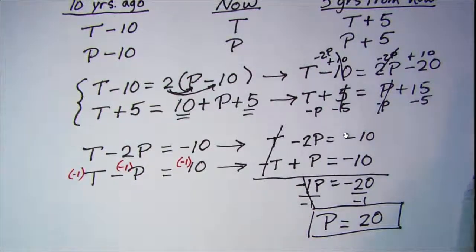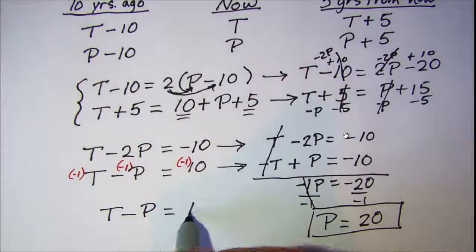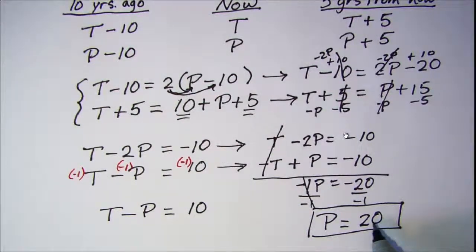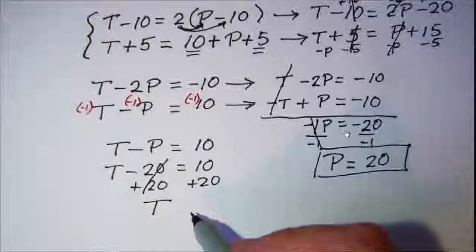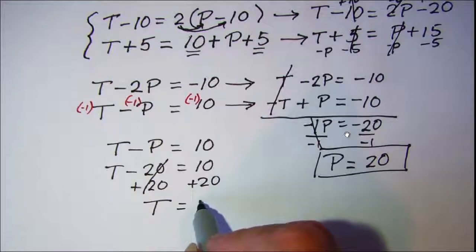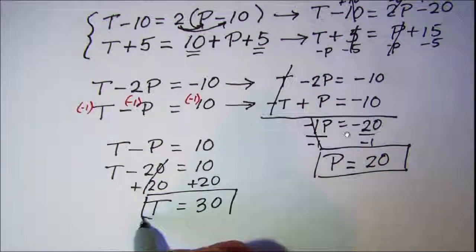Now I can use one of my other equations. I'm going to go ahead and just use this one. T minus P equals 10. And I'm going to put 20 then in for P. So T minus 20 equals 10. Add 20 to both sides. These will cancel, and I have T is equal to 30. So Thomas's age now is 30 years old.